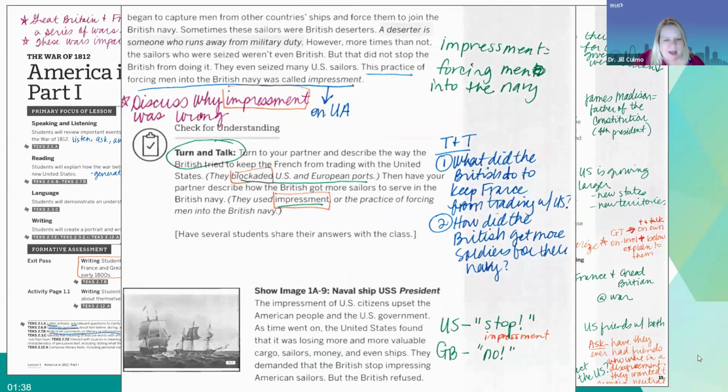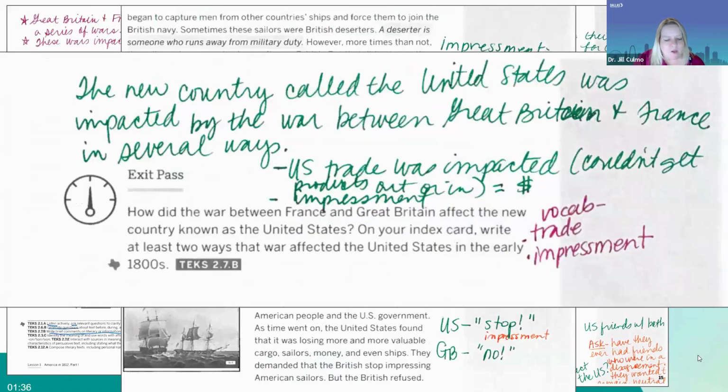On the exit pass for this lesson, we see that the teacher has answered the question. This can serve as an exemplar when looking at student work. The teacher can also think about what scaffolds individual students may need in order to be successful. For example, some students may need to answer this question orally, while other students, such as emergent bilinguals, may benefit from using sentence stems.